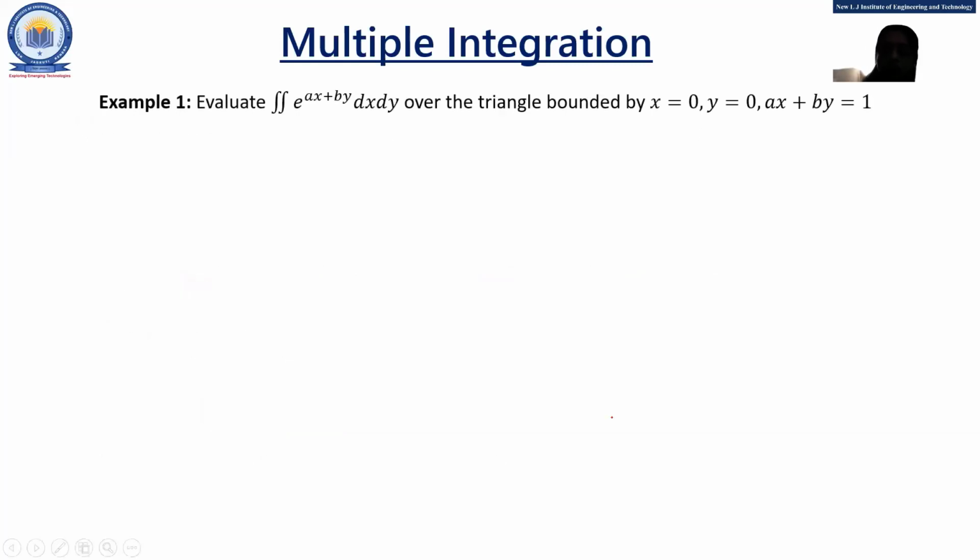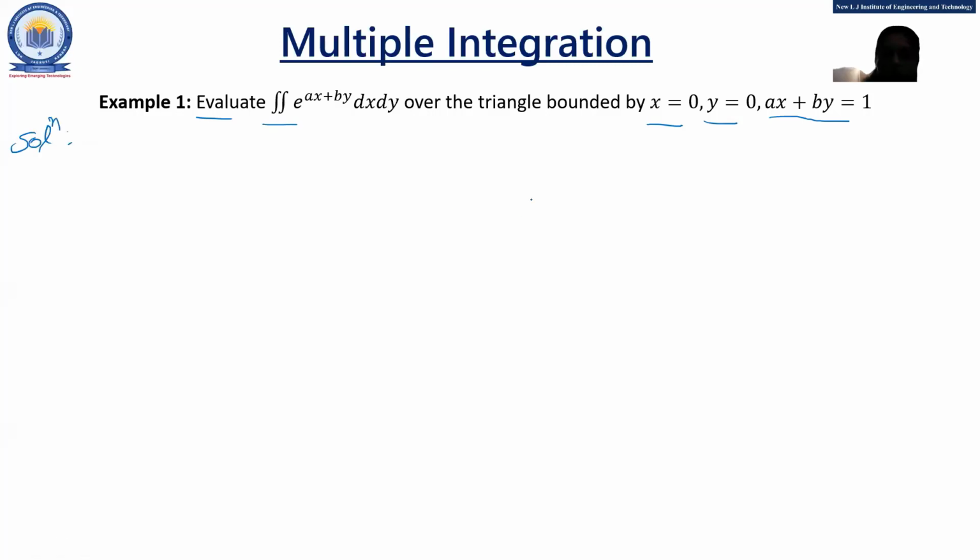For a better understanding of these points, let's start the example. Our first question is: evaluate the double integral of e raised to ax plus by, dx dy, over the triangle bounded by x equal to 0, y equal to 0, and ax plus by equal to 1. This is the equation of a line, right? So let's start the solution.